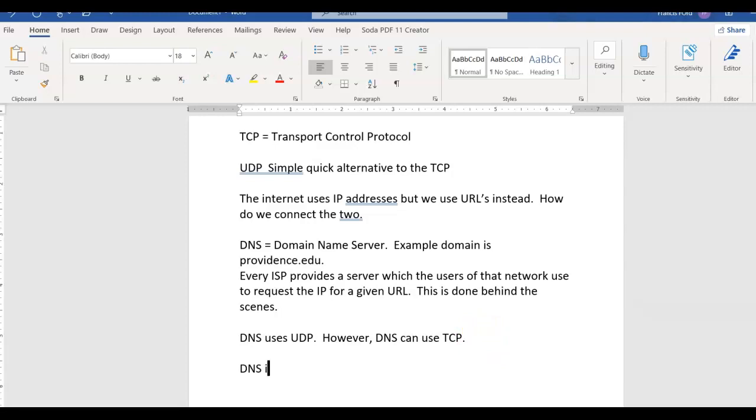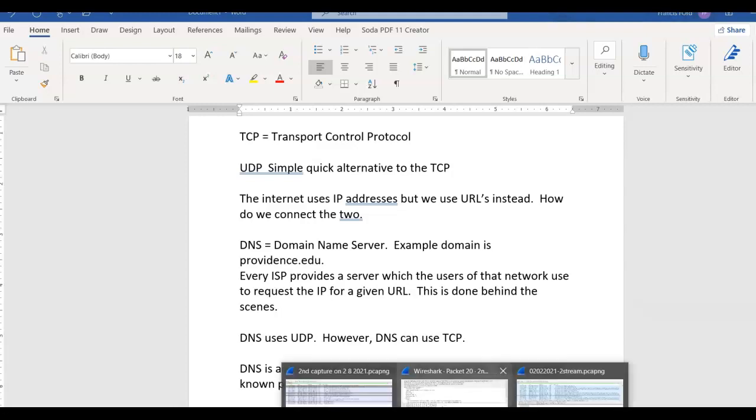DNS is a server that most sites assign to port 53. This is a well-known port. There's a whole list of these that, when you set up your site, are the places you're supposed to put things. In your homework, you might notice that there's one of these for TCP also.